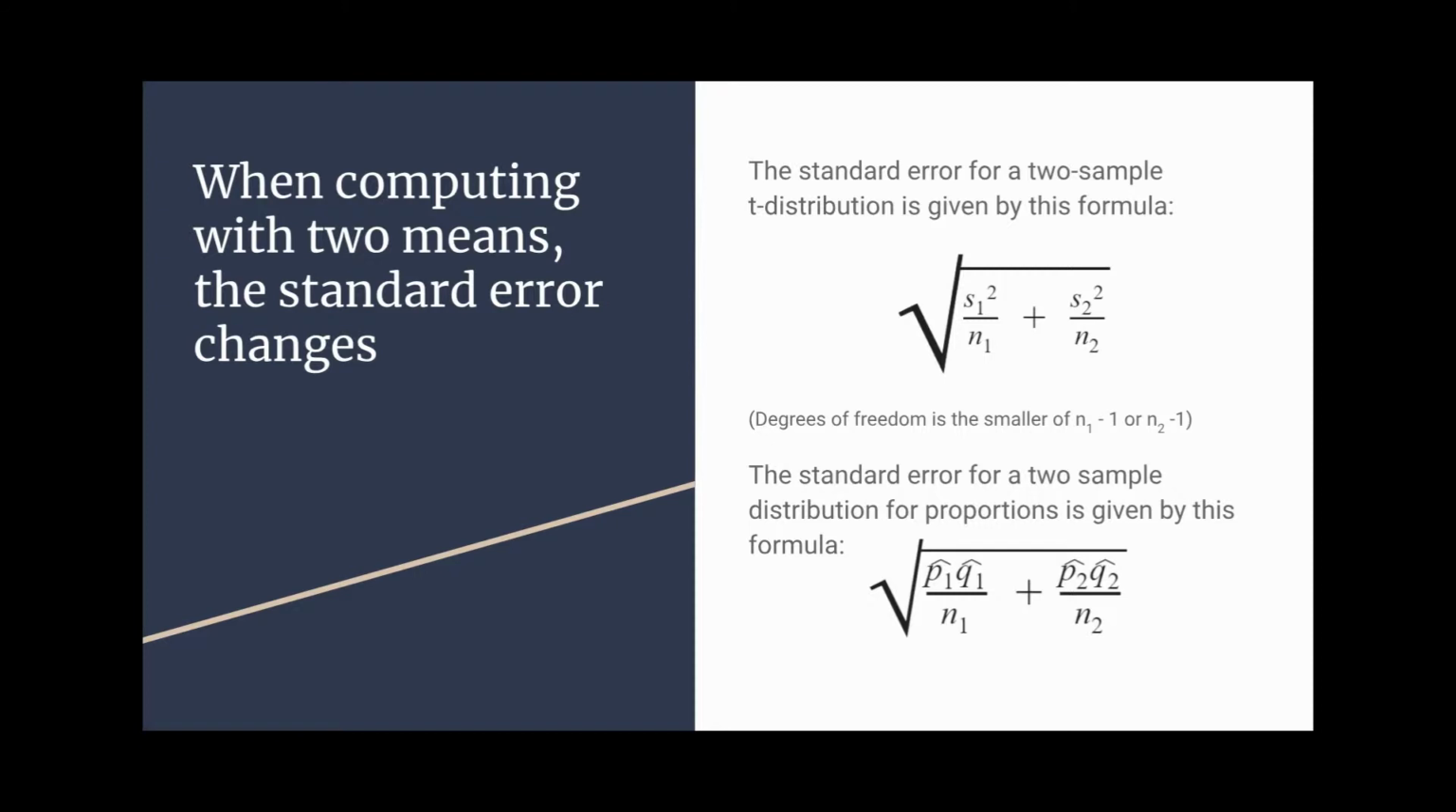And so when we're computing with two means or two proportions, the standard error is going to change. And the formulas that you may see in the textbook or in some other videos are given here as well. Again, you shouldn't need to worry too much about the formulas themselves because they're part of the spreadsheet that I'm going to show you in just a minute.